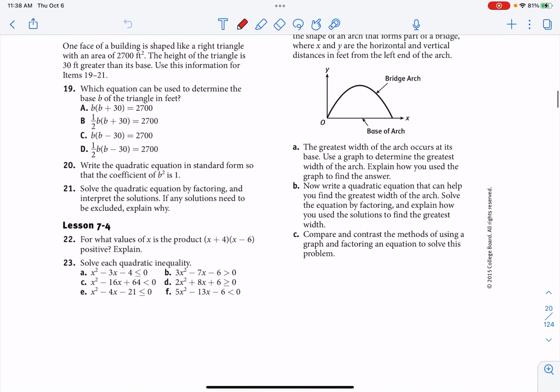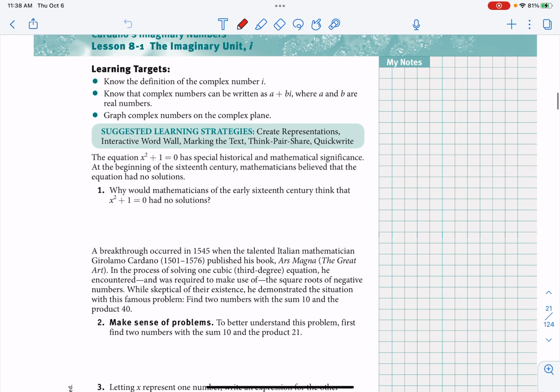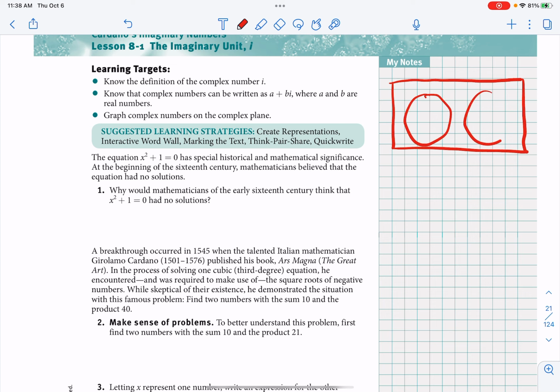Jump to page 121 in your book, okay? And we're going to now be talking about imaginary numbers or imaginary units. So let's start off with this. To the side, I want you to draw a box and then two circles. So here's what you want to think about.